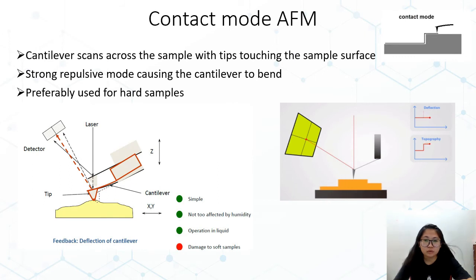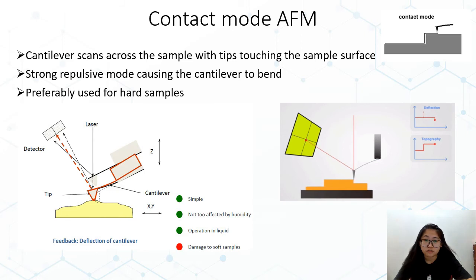AFM is divided into two modes, which are contact mode and tapping mode. For contact mode AFM, the cantilever will scan across the sample with the tip touching the sample surface. When the tip approaches the sample, there is a strong repulsive force which causes the cantilever to bend. We can see this as the tip scans across the sample. This contact mode is preferably used for hard samples.